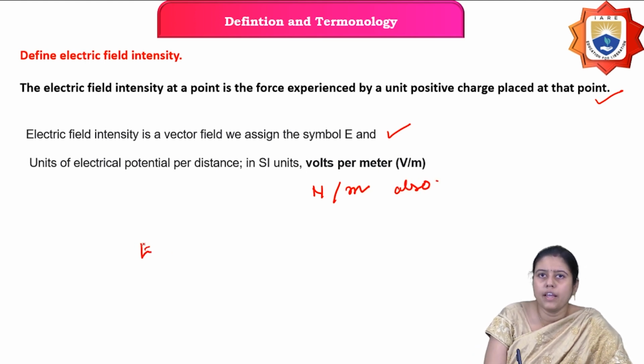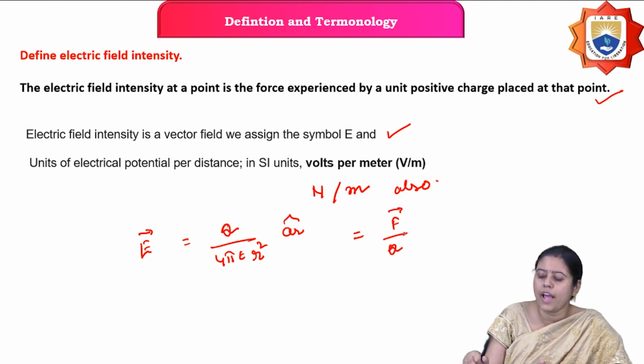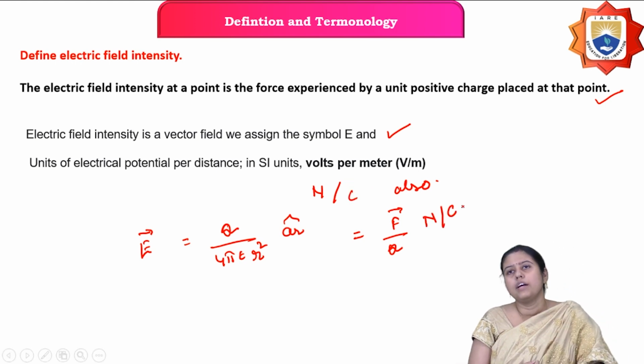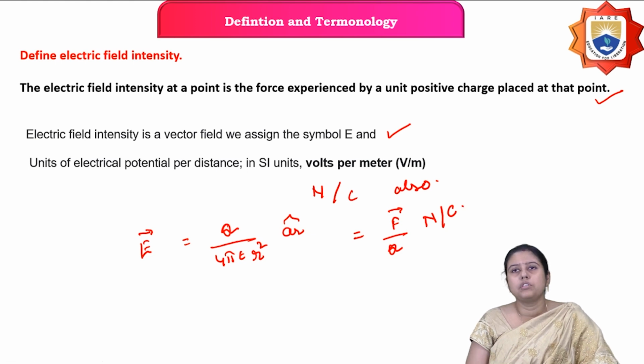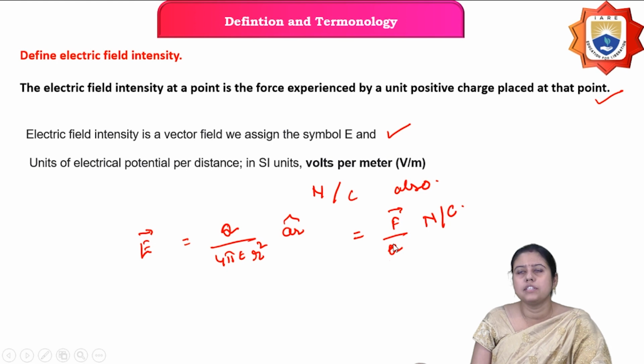What is the equation of the electric field? Electric field is equal to Q by 4 pi epsilon r squared into AR. And from the definition of Coulomb's force, it is force per Q. So another unit is the Newton per Coulomb, the force experienced by a unit charge. So force by Q, and always we will take it as the positive charge.